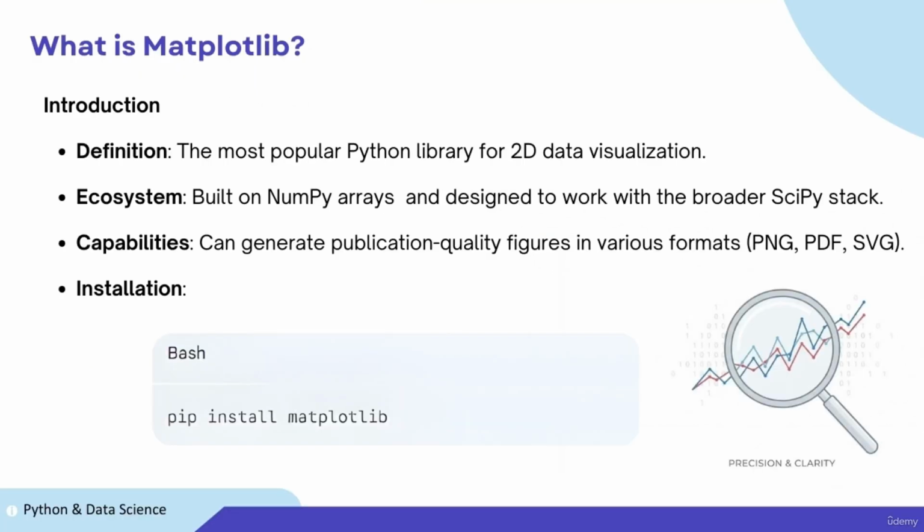So, what exactly is Matplotlib? It is the foundational library for 2D data visualization in Python. It's built on top of NumPy arrays and is designed to work seamlessly with the broader SciPy ecosystem. You might hear about other libraries like Seaborn or Plotly, but Matplotlib is the engine under the hood of many of them. Its superpower is its capability. It gives you total control to generate figures that are precise enough for scientific publications. To get started, you simply need to run the command pip install matplotlib in your terminal.